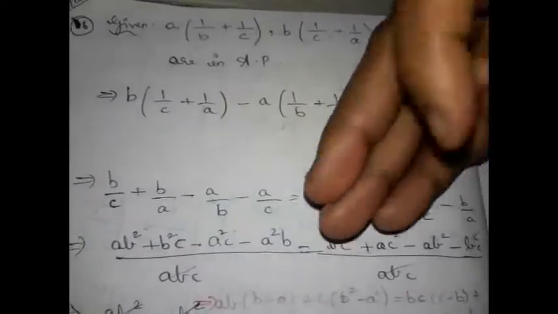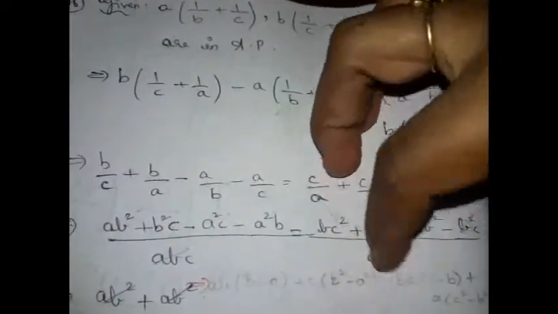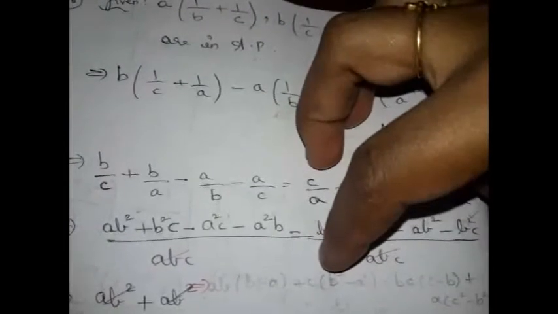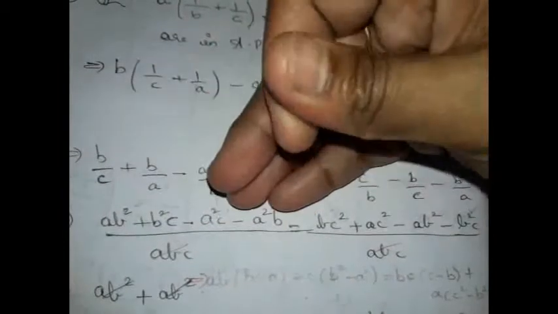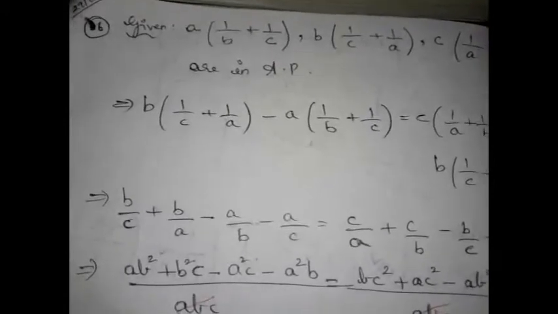Just simplify this, multiply this, take LCM and take the common term out. You can take ab as common, so you will get b minus a plus c into b square minus a square. Again you can apply the (a plus b) into (a minus b) formula here. Again you take common terms out. If you simplify directly, you will arrive at the required answer, right? Let us move on to the next question now.